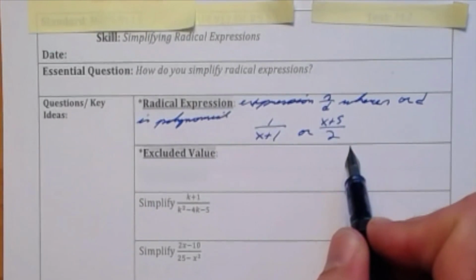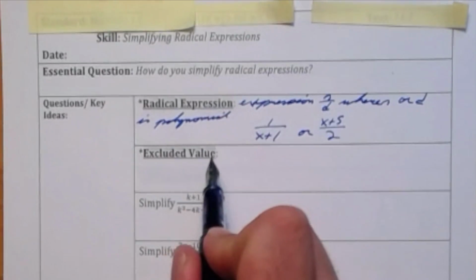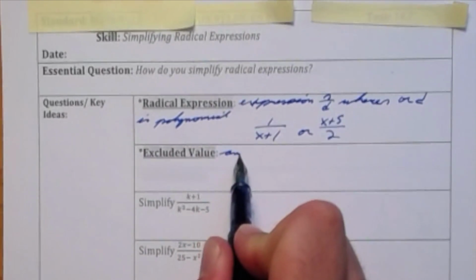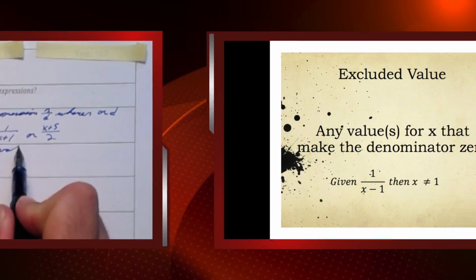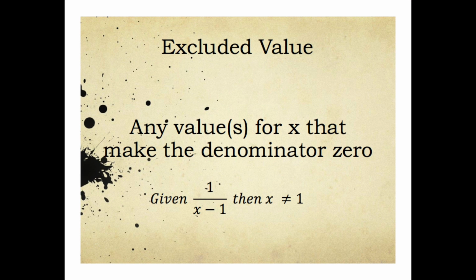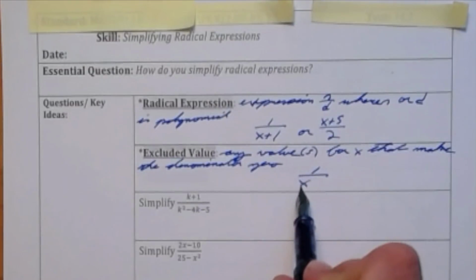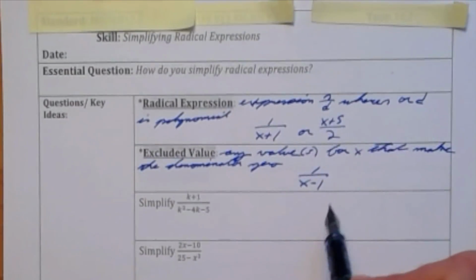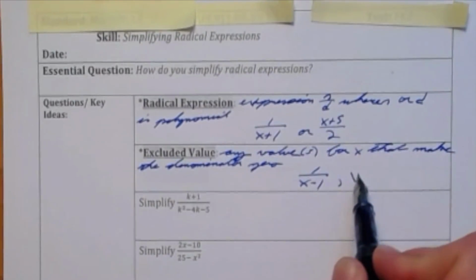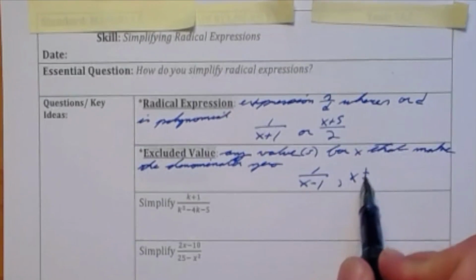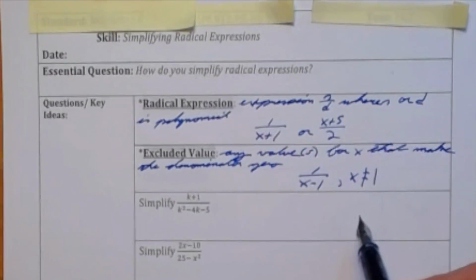At times we may have to exclude values from the solution, and that's any value or values of x that make the denominator 0. For example, in 1 over x minus 1, 1 cannot be the answer because x minus 1 would give us 0 in the denominator. In this case, 1 is an excluded value. Let's look at some examples.